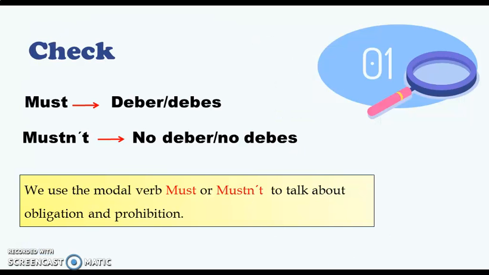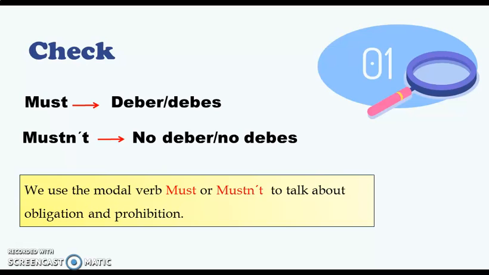Let's check the modal verb must. Must means in Spanish deber o debes. Mustn't or must not means no deber o no debes. We use the modal verb must or mustn't to talk about obligation and prohibition.